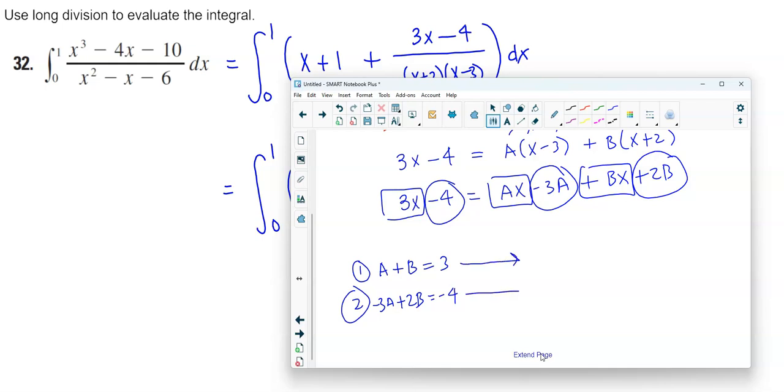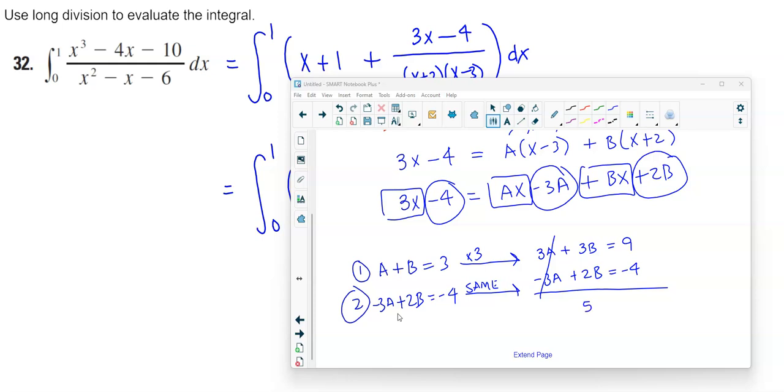So we can eliminate whichever variable that we want. And so I'm choosing to eliminate a because I already have a negative here. So I'm going to multiply the first equation by positive 3. That gives us 3a plus 3b, which is equal to 9. And then we're going to keep this one the same. That's negative 3a plus 2b, which is equal to negative 4.